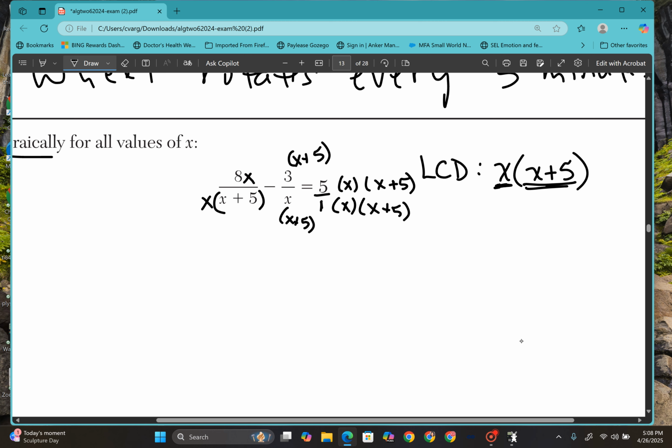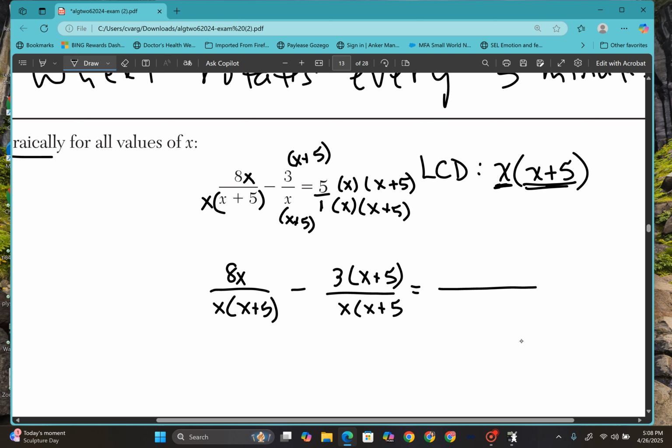Okay, so now I'm just going to rewrite down what we have. We have 8x over x parentheses x plus 5, and then we have minus 3 parentheses x plus 5 over x parentheses x plus 5. You see how our denominators are now the same. And then over here we have a 5, we have an x, and then we have parentheses x plus 5. Okay, and on the bottom, 1 times anything is itself. So this is x parentheses x plus 5.